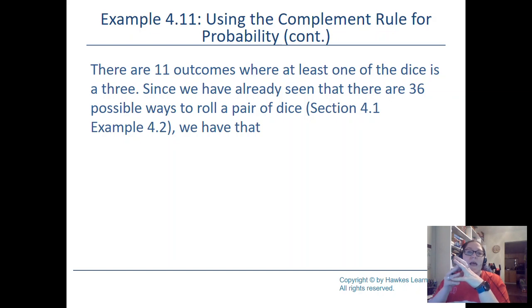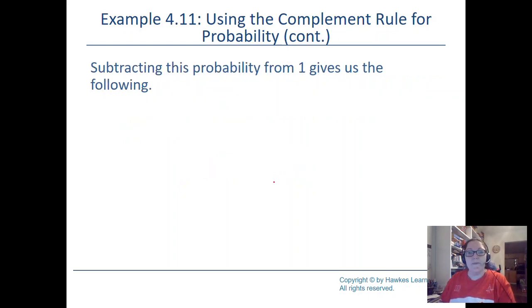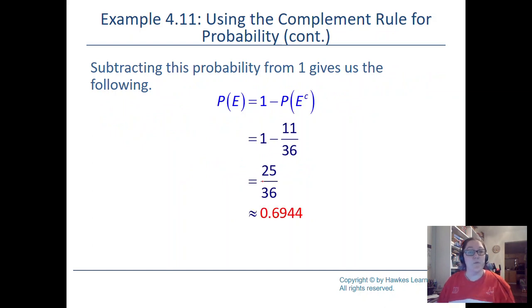So because of that, and there's 36 different ways that we know when we're rolling a pair of dice, and we learned that from 4.1, we basically know that the probability of our complement is going to be 11 out of 36. Okay, and this is just me using my basic probability rules. So now that I know the probability of the complement, I can basically use that and subtract it from 1. So the probability of my event is going to be 1 minus the probability of my complement. Okay, so we've got 1 minus 11 over 36, which is going to give me 25 over 36, meaning that my final answer is basically about 69.44%.